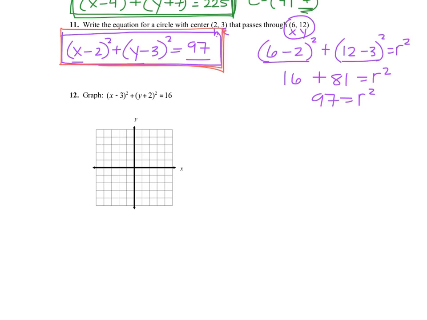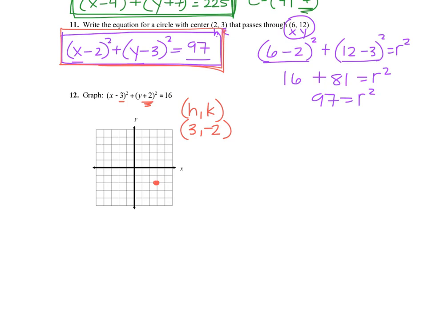All right, last one. You are going to graph. So we need an h and a k, a center. Graph this. Your h is a positive 3. Your k is a negative 2. Remember, it's always opposite because we're subtracting in the formula. So (3, −2). 1, 2, 3, 1, 2. That's the center of your circle.